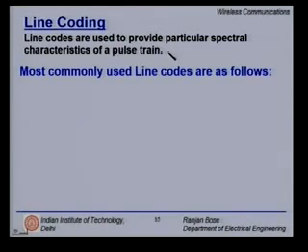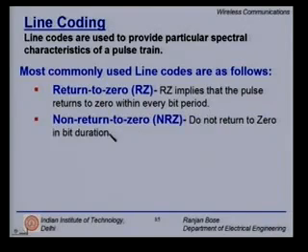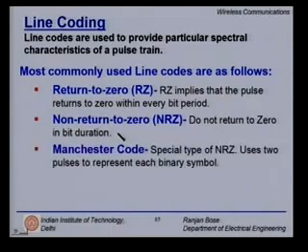Some of the commonly used line codes are as follows. One is the return to 0, or RZ. RZ implies that the pulse returns to 0 within every bit period. Non-return to 0, or NRZ, is more popular than the RZ, and does not return to 0 in a bit duration.